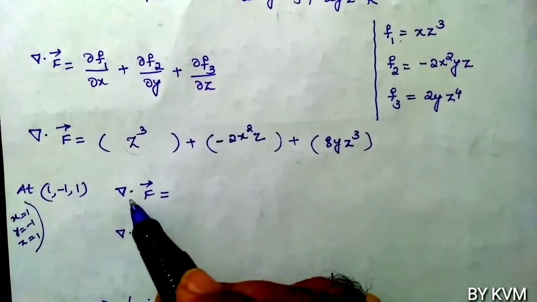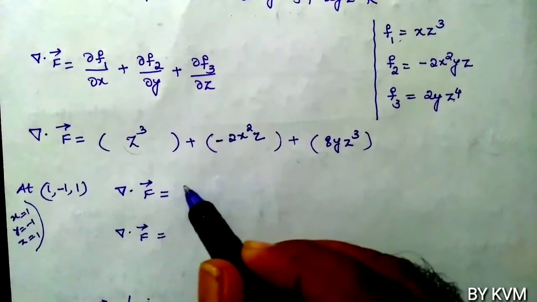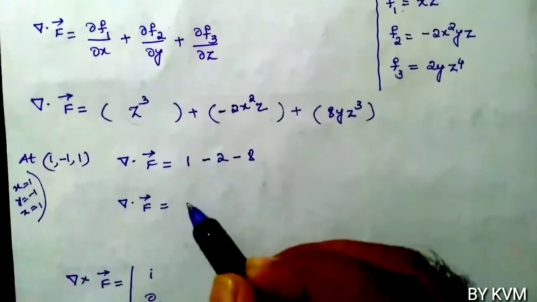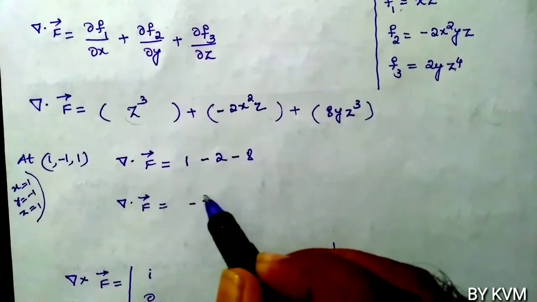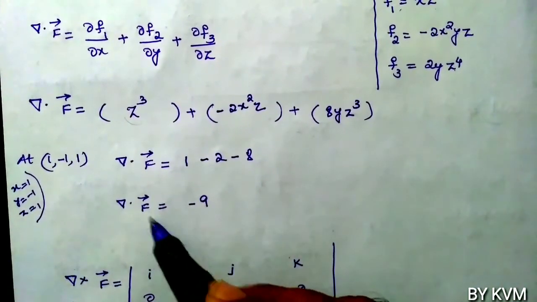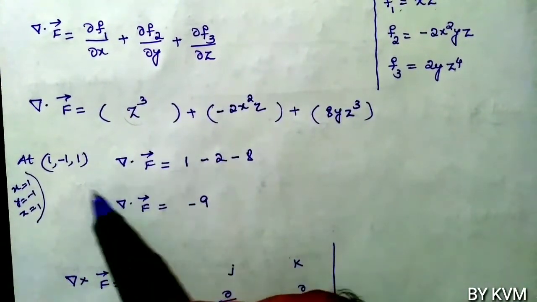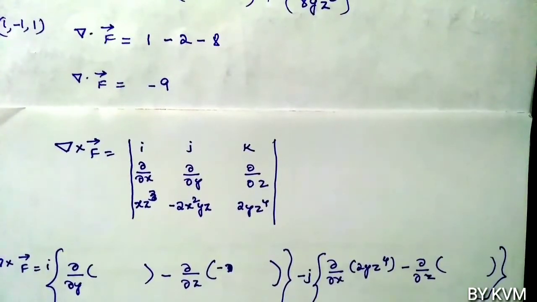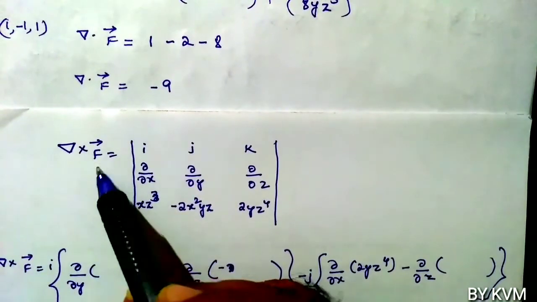So del dot vector f is 1 minus 2 minus 8. So del dot vector f is minus 9. So divergence of vector f is minus 9 at the point (1, -1, 1). So now we have to find curl of vector f, that is del cross vector f.